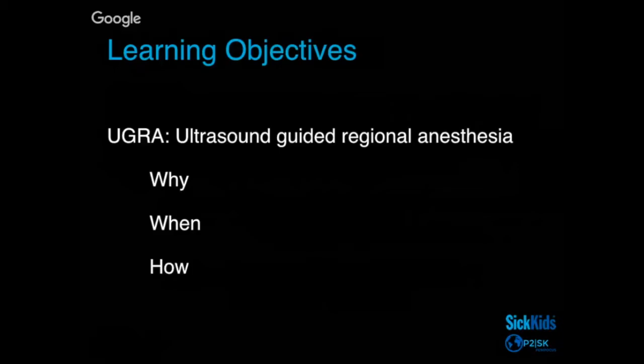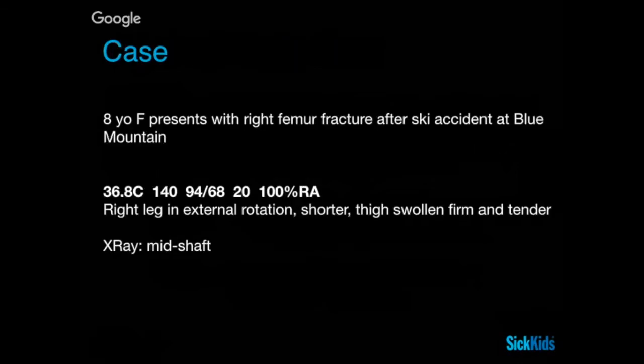Little case. You have an 8-year-old girl who presents in the emergency with a right femur fracture after a ski accident at Blue Mountain. She doesn't have any fever. She's a bit tachycardic, normal blood pressure, borderline tachypnea, normal O2 sats. Her right leg is in a kind of external rotation with a deformation of her thigh that is very swollen, firm, and tender, and the right leg is shorter compared to the left.